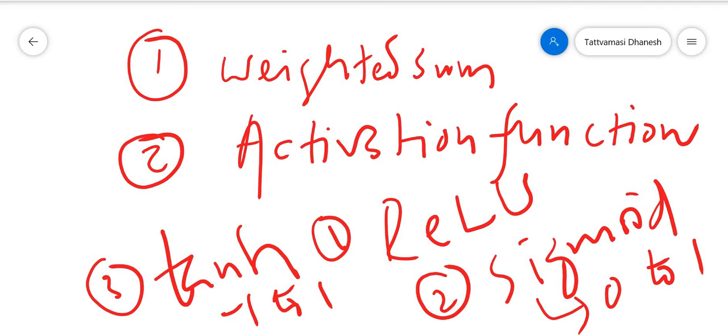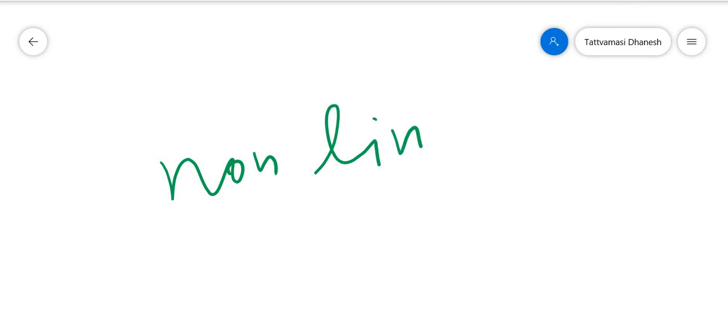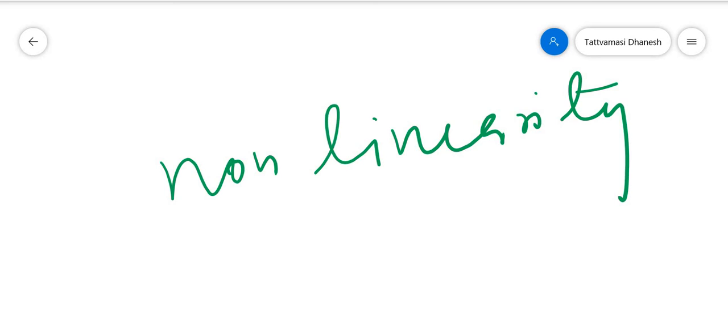So like that, this introduces non-linearity in the neural network. The sigmoid function introduces non-linearity in a neural network, and it determines whether a particular node should be activated or not. So that's what the activation function does.